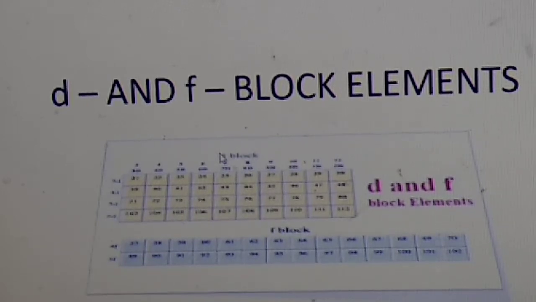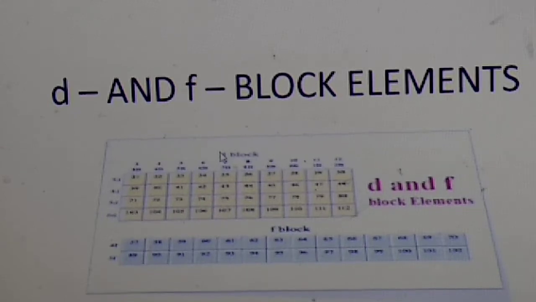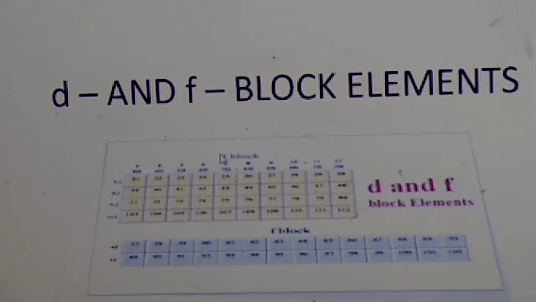S block elements are present at the leftmost part of the periodic table. P block elements are present in the most right part of the periodic table, and D block elements are present in the middle part of the periodic table, and F block elements are present below the periodic table. Now, my students, I am going to start the D block elements.